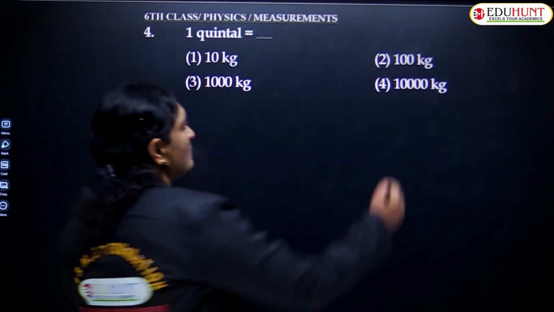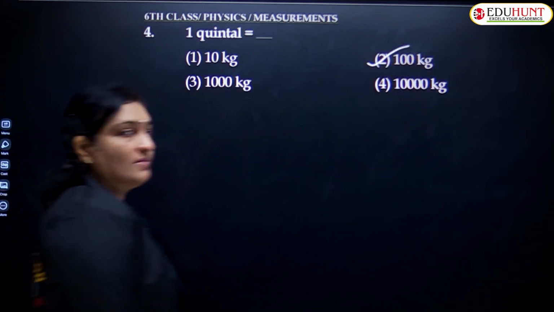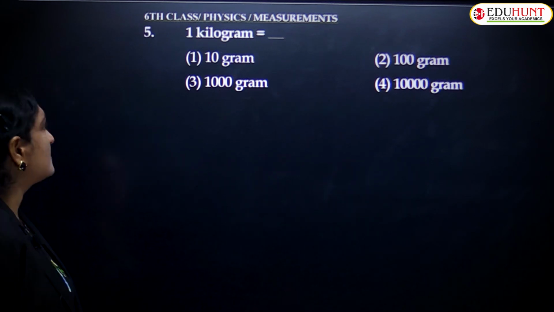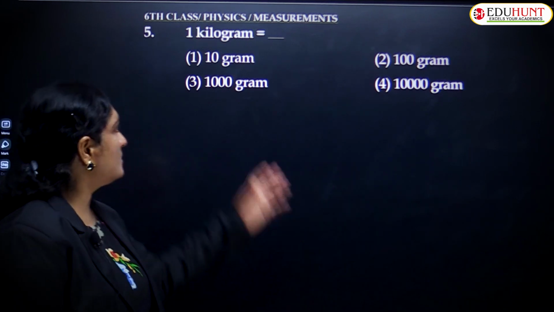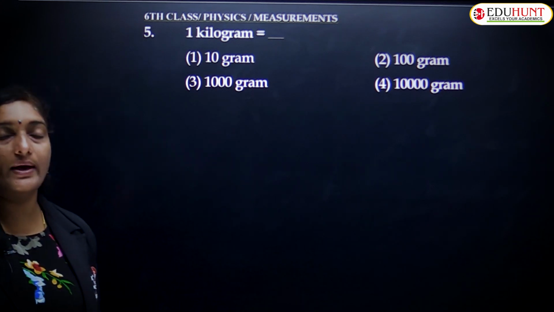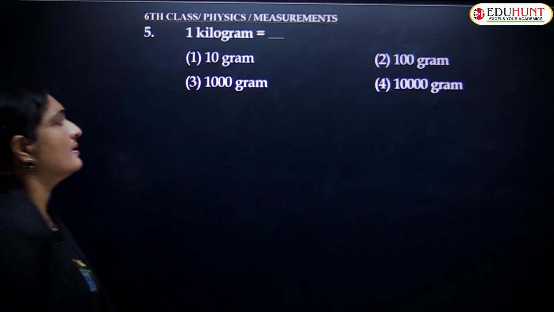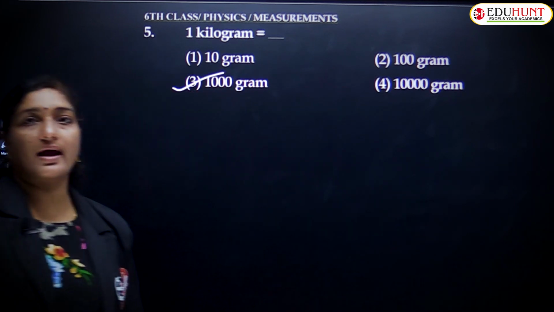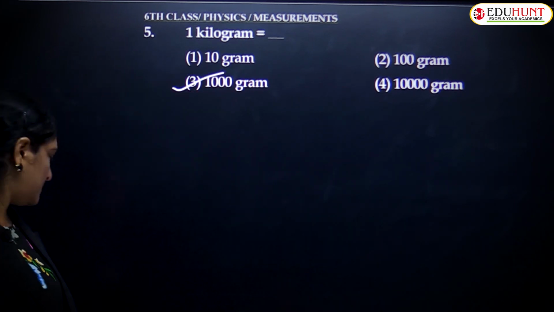Next, 1 quintal is how many kgs? 100 kgs. So 1 quintal is equal to 100 kgs. Are you getting me, children? Okay. Next, 1 kilogram, you need to convert into grams. 1 kilogram is how many grams? 1 kilogram is 1000 grams. So, where is the answer? Here. 1 kilogram is 1000 grams.